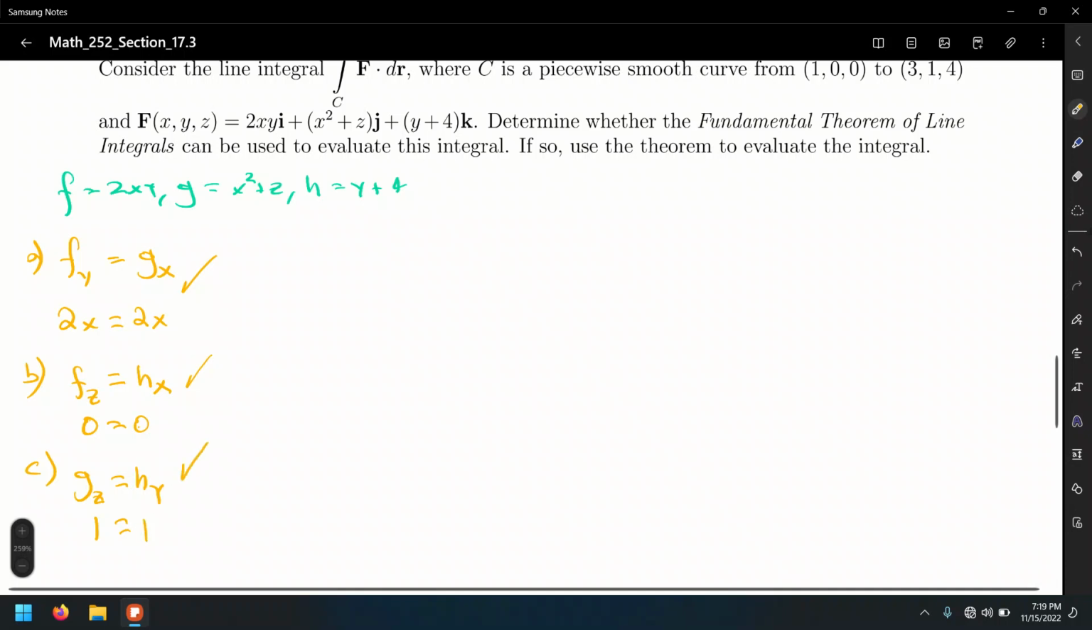are satisfied. If at least one of these conditions fails to be true, well, then the vector field is not conservative. We may not use the fundamental theorem of line integrals, so we will have to go the brute force way by parameterizing whatever path we were working with.